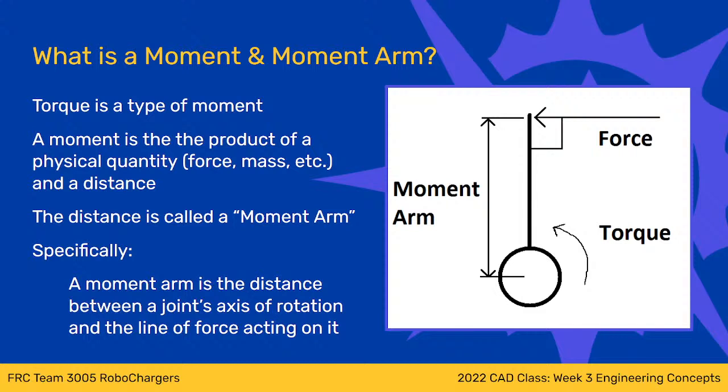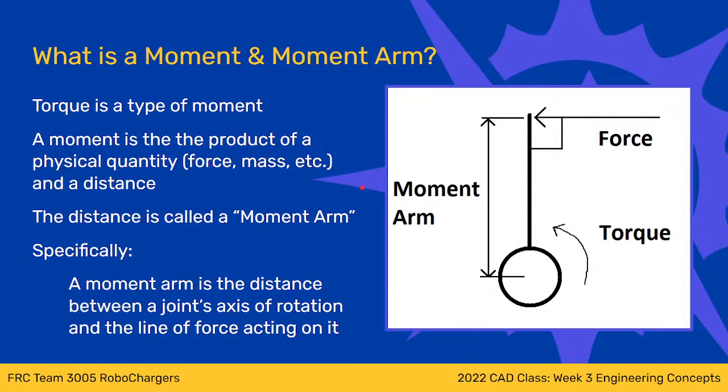Moment is a term in physics, and it's basically the product, the multiplication of some sort of physical quantity like force or mass or something like that, and then a distance. And the distance is describing how far away the force is acting from something important. That's a weird description, and I'm not going to go into detail because the moment part of this is not really that important. The thing to understand is that torque is a moment. There are other types of moments in physics.